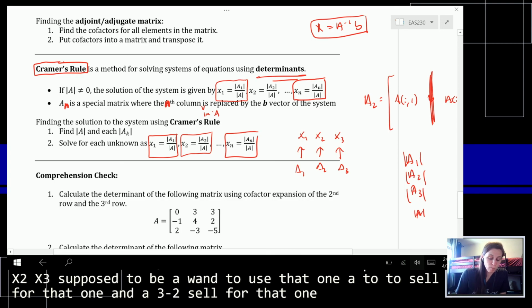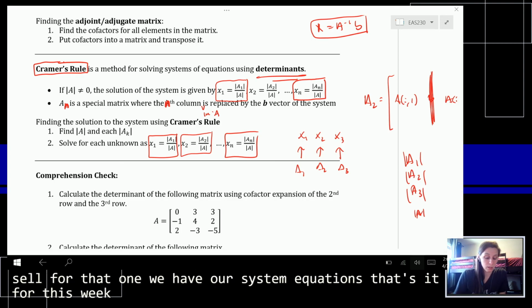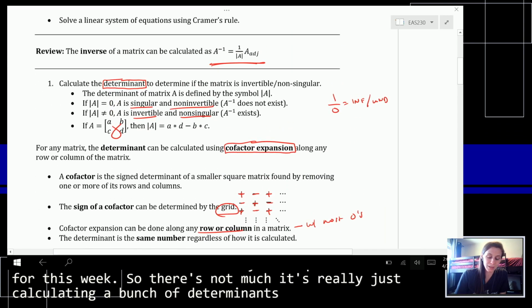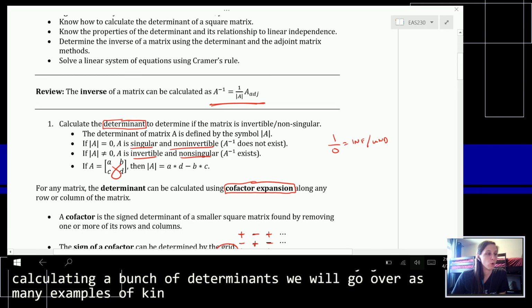We have our system of equations solved. That's it for this week. That's all our material, so there's not much. It's really just calculating a bunch of determinants. We will go over as many examples as we can in lecture, and hopefully it makes sense.